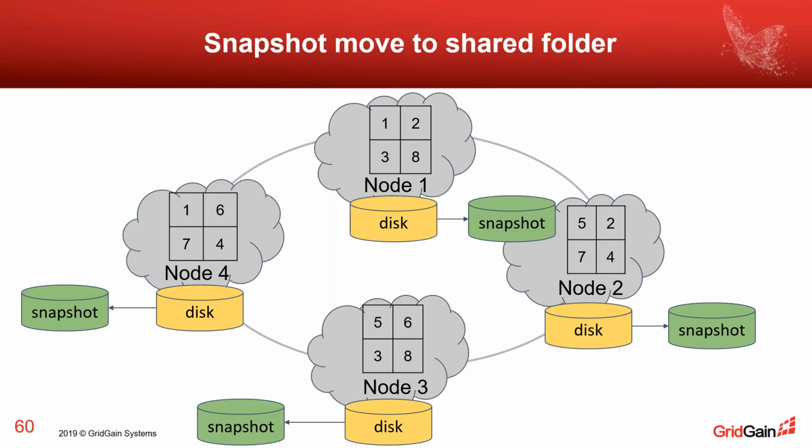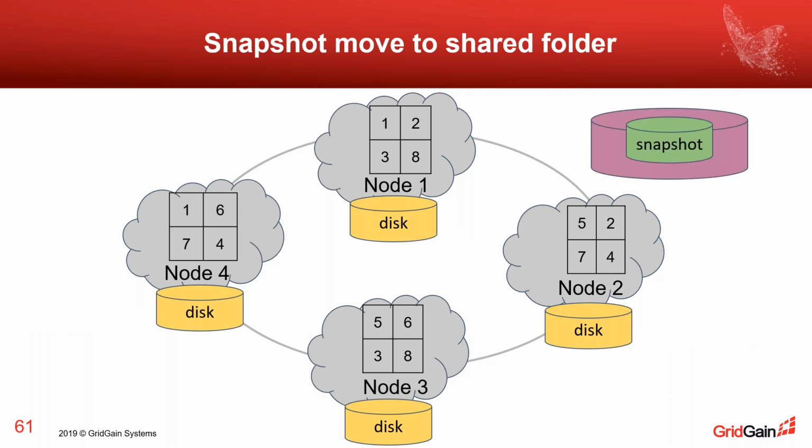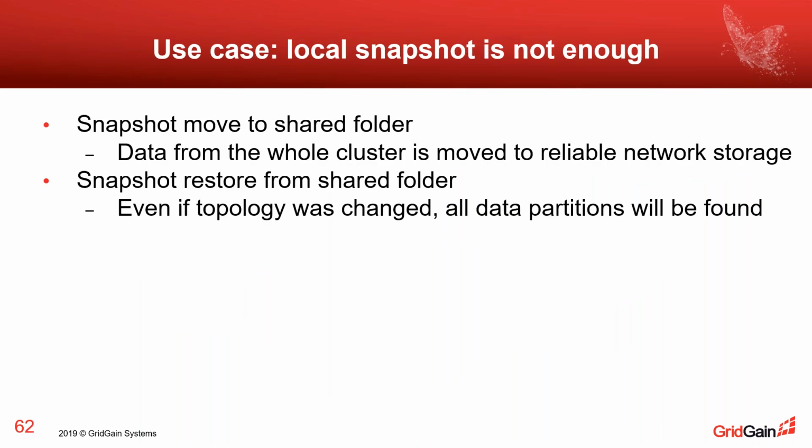So first of all, that's the state of the system when the snapshot create command is executed. All of your files are present in snapshot directories locally. And then you execute the move command and all your files are moved to separate network storage. And of course, you can perform a restore. You can specify a path to your network storage, and this snapshot will be recovered, and the local state of your partition files will be replaced by the state from the remote snapshot.